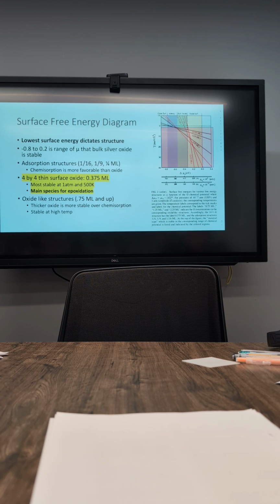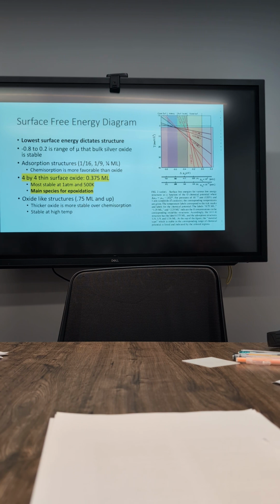Ah, I see. So if we look at the 1/16, 1/9, 1/4, all those lines, they're in the clean surface section when we're at low surface energies, and they're going to be predominantly in the absorption structure area. If we look at the 0 line, for example, chemisorption is more favorable than forming an oxide. So those are not going to be prevalent when we're talking about doing the actual catalytic reactions with the amount of oxygen that's in the species.